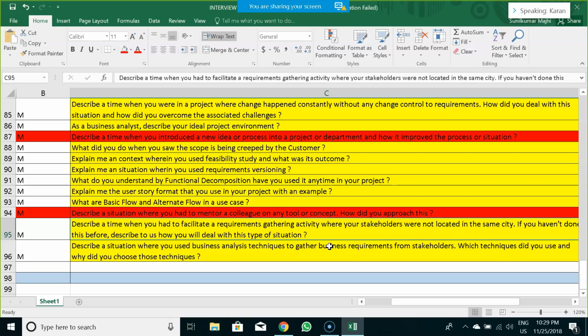Twice a week we used to sit together and I used to mentor them on using the Tableau tool, creating basic dashboards and extracting data from different sources. First I gave them an overview of the entire user interface of Tableau and explained the different components in it. Then we started with the creation of dashboards with various types of sample data. So this was a situation where I had to mentor a colleague on a tool.